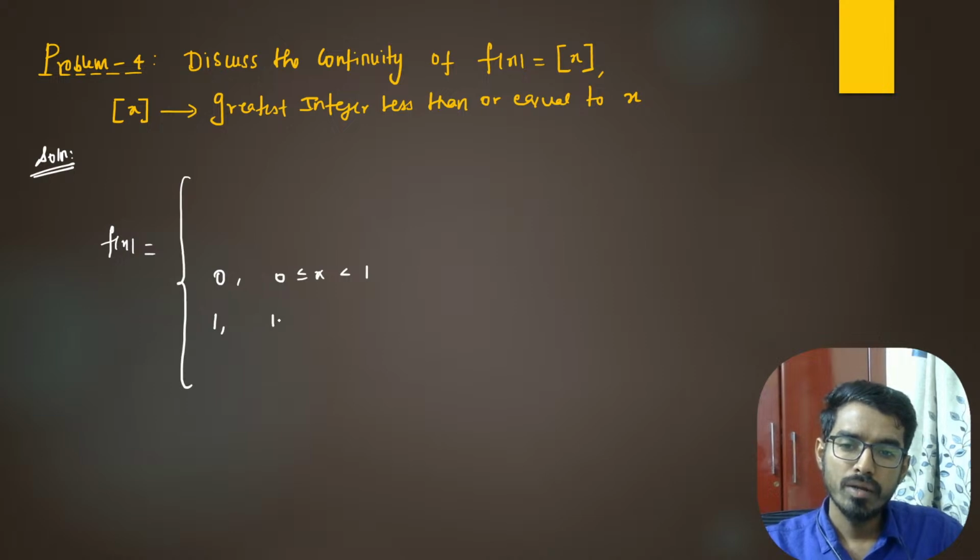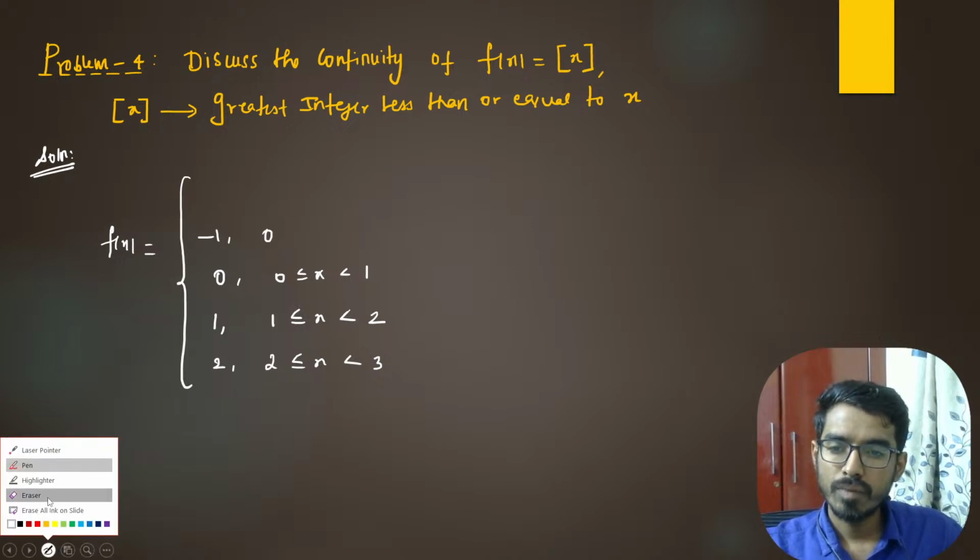And it is 1 when x lies between 1 to 2, right? See, I'm using an open interval here. So 2 is not included because gif of 2 is 2. If x lies in the interval closed 1 and open 2, your gif-x is 1. And it is 2 when x lies between 2 to 3, and it is minus 1 if x lies between minus 1 to 0, right?